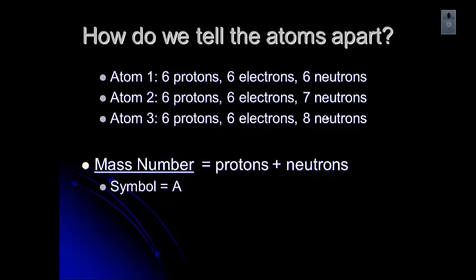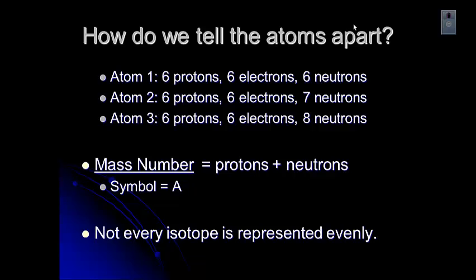Now, one thing to be aware of is that not every isotope is represented evenly. It's not like it's 1/3 atom 1, 1/3 atom 2, 1/3 atom 3. It is different amounts. It's just what's present in the atmosphere. We deal with that by using what's called an average atomic mass. That's the mass that is on the periodic table, and we'll look at that in just a minute. So just remember that not every isotope is represented in the same amount.